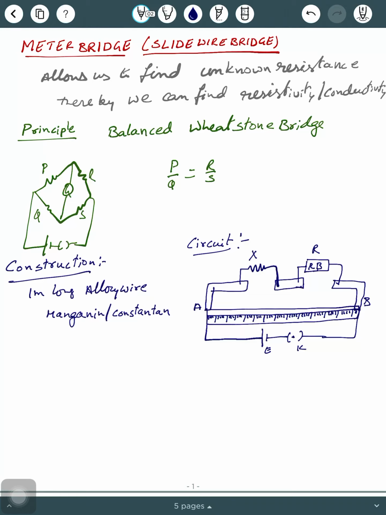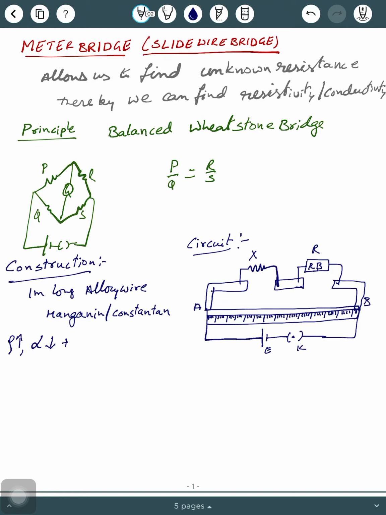Moreover, manganese and constantan are used because their alpha is much smaller. Not only these two, every alloy, but here we choose these. Their resistivity rho is higher and alpha is lower and positive. When the alpha value is small, what does it tell us? It tells us that the change in resistivity with temperature is very small, which means even though the temperature of the wire is changed, the resistance offered by the wire almost remains the same. That is why we prefer a 1 meter long alloy wire.